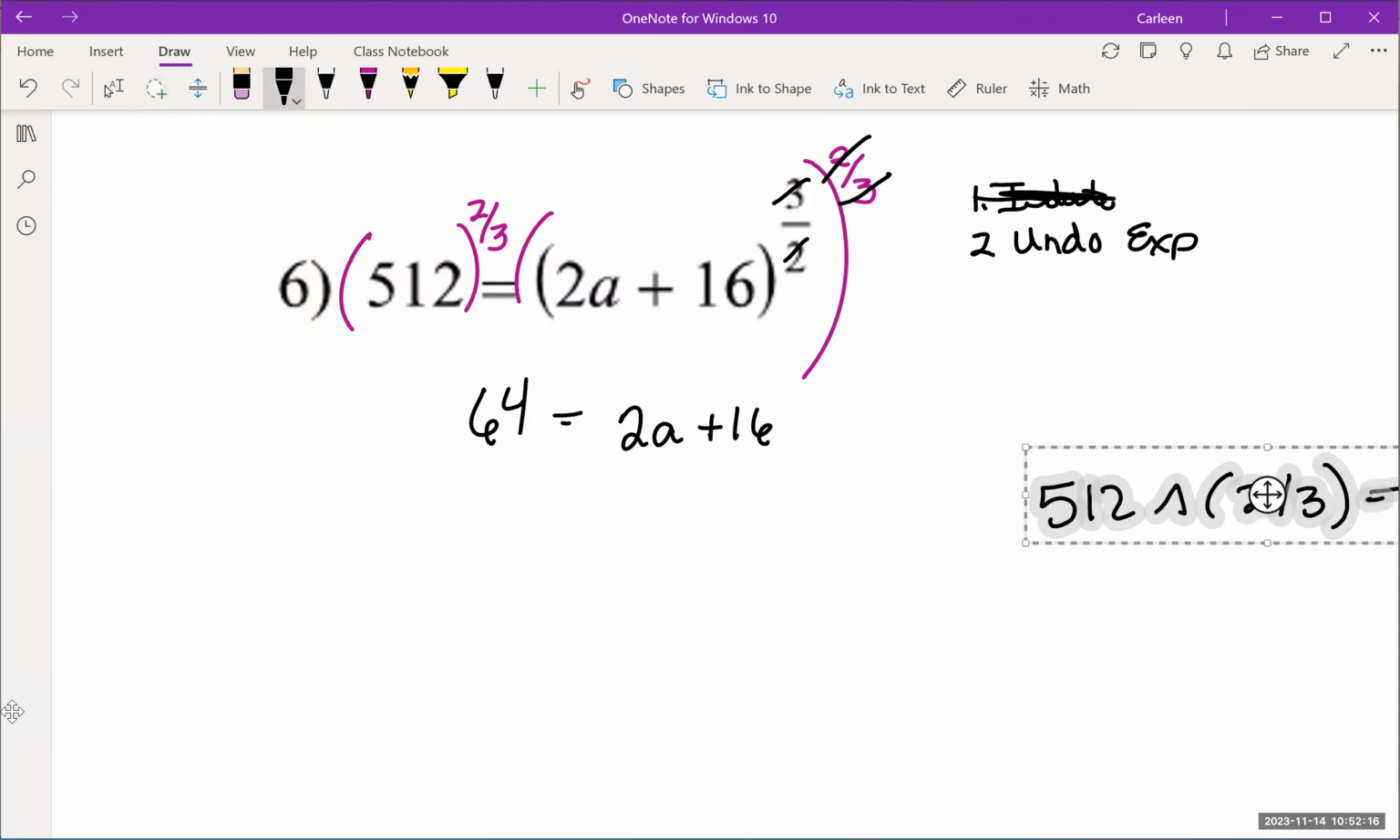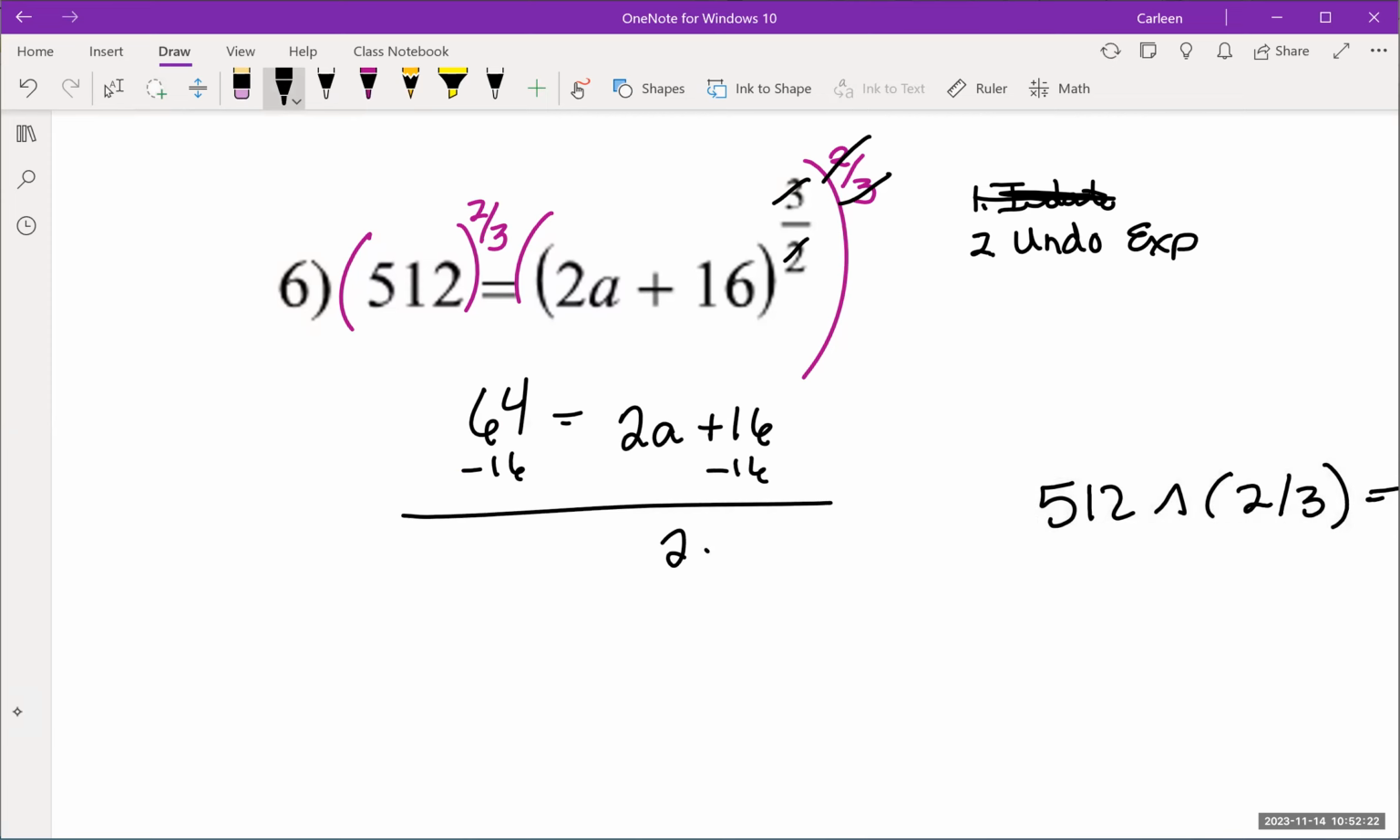Okay, and we're going to finish. Subtract 16. 2a is equal to, what is that? 48. Divide by 2. A is equal to 24.